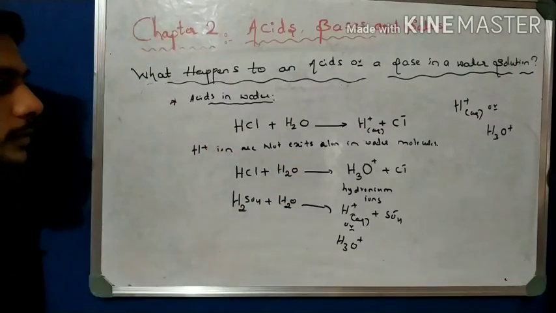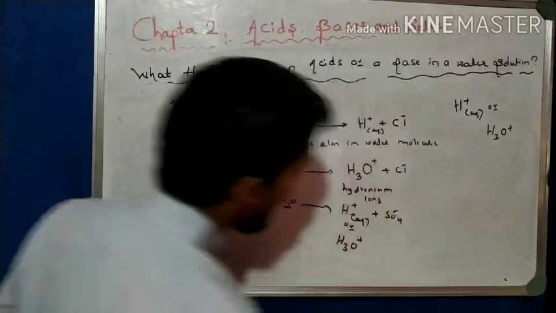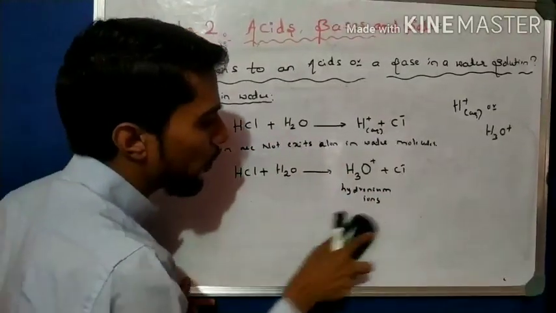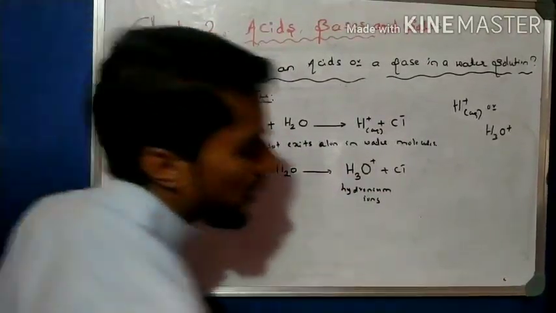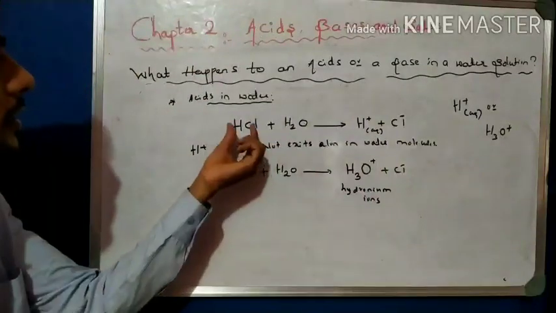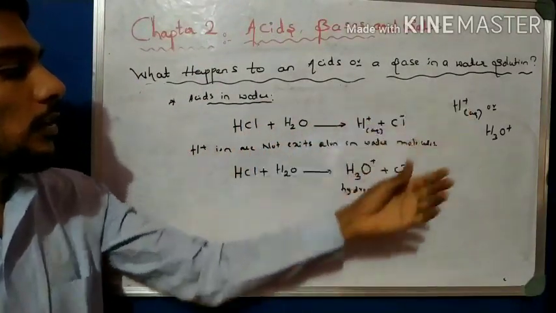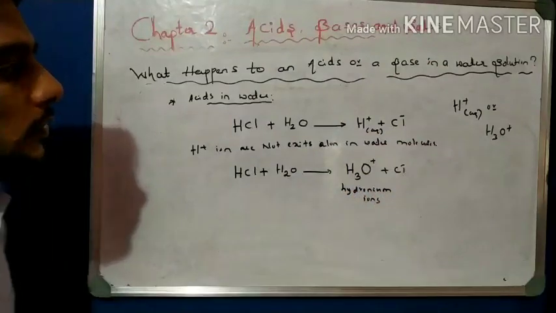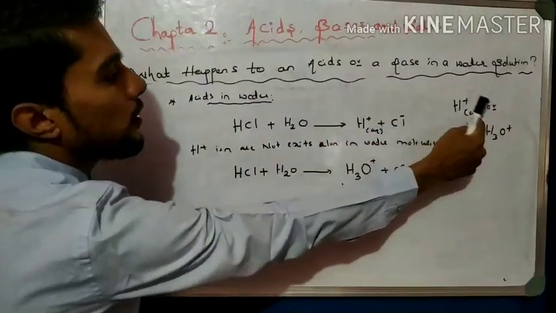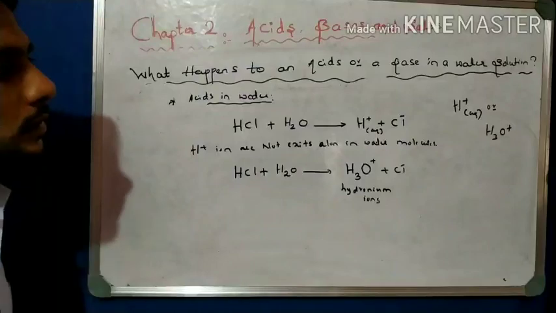Okay. So write this down, only for HCl. HCl gives H plus ions. So H plus ions do not exist alone in water molecule. They further form hydronium ions. That is, we call it H plus aqueous or H3O plus ions.